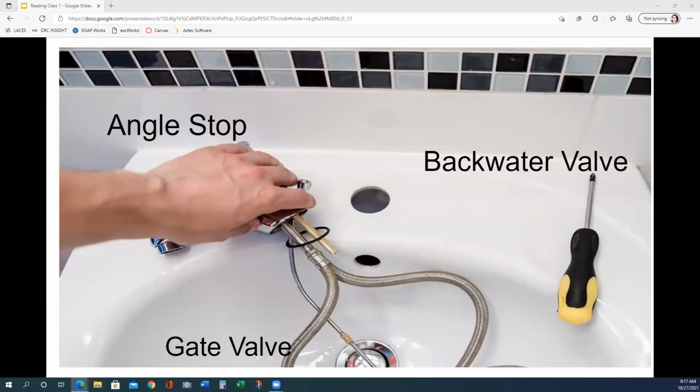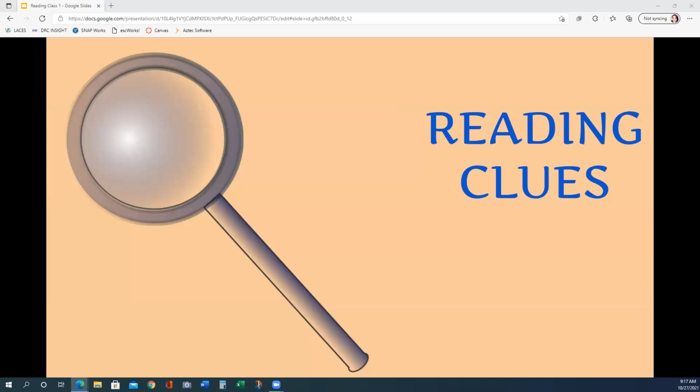If you look at it from a plumbing perspective, we may not understand a lot of those words, such as angle stop, backwater valve, gate valve. If we're not familiar with plumbing and we know nothing about it, we're not going to have any idea what that means. So that's why we need reading clues. Let's talk about how clues can help us find the word meaning.